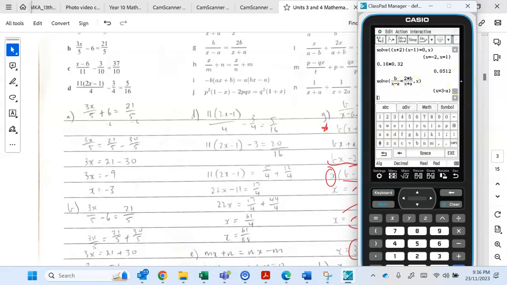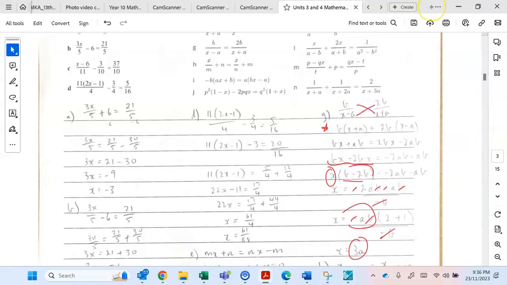So if you need to check any of your answers, you can just whack it into your calculator, use solve, or I'm a huge fan of Photomath, just scan that puppy and it'll come out with the answer. All right, let's keep going.